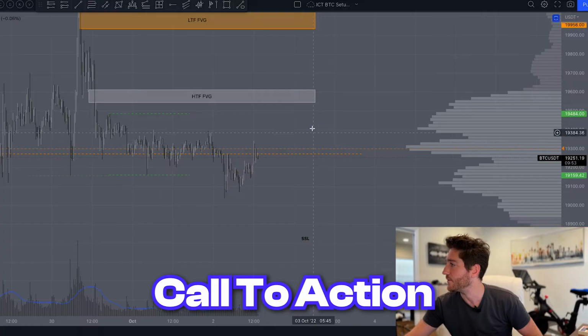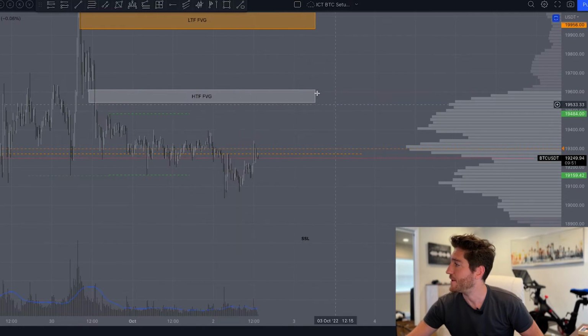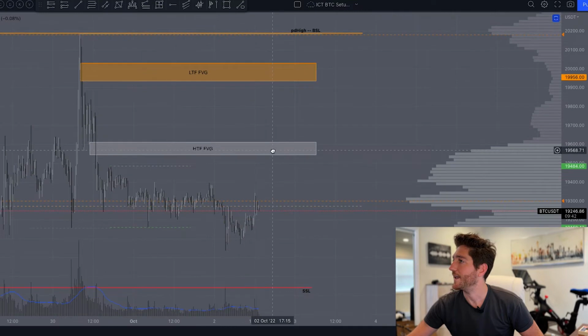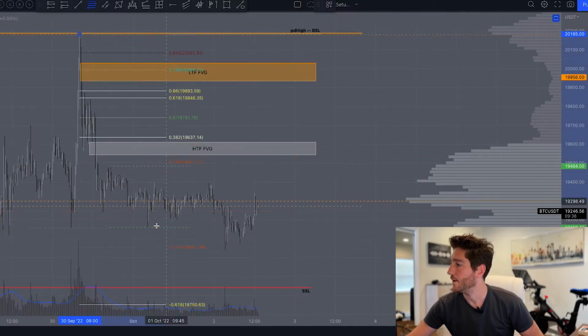So I not only identified what that alert is, but now I'm giving myself the next step, the call to action. This high time frame gap here. And you know what? I can already kind of see here that that gap is probably sitting at a nice fib.